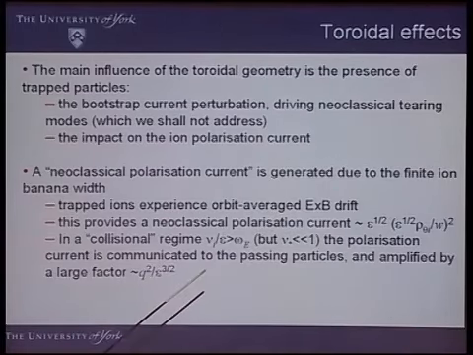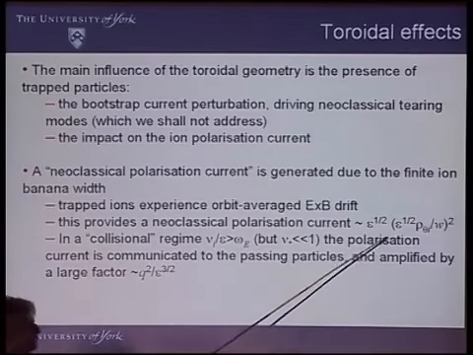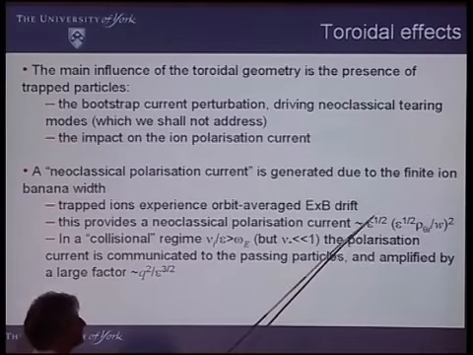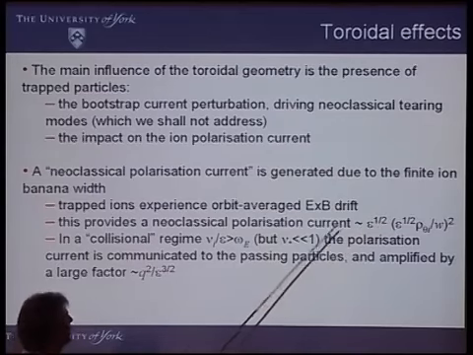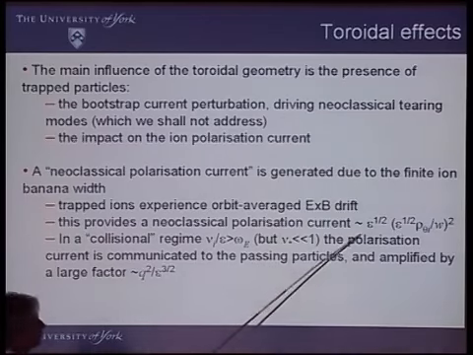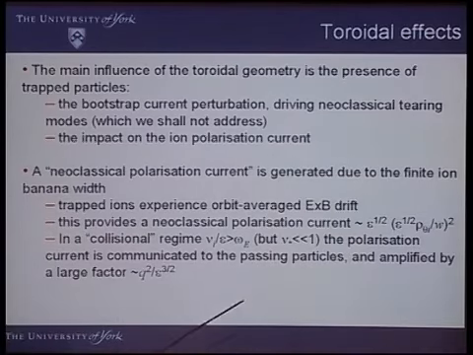And so you get a polarization current that instead of looking like rho i over W, looks like rho banana ion over W with an extra epsilon to the half. Epsilon here is the inverse aspect ratio. Epsilon to the half just represents the number of trapped particles that I have. So you get a polarization current which is much bigger, a factor of 3, 4, 5 bigger than the standard FLR polarization current. That's in what we call a collisionless limit, where the trapped particles aren't colliding with the passing particles.